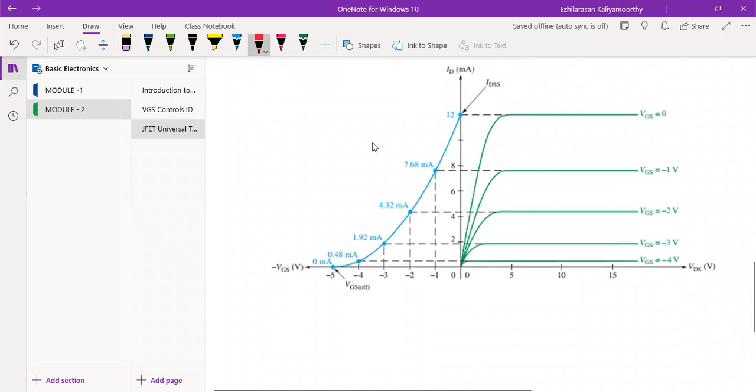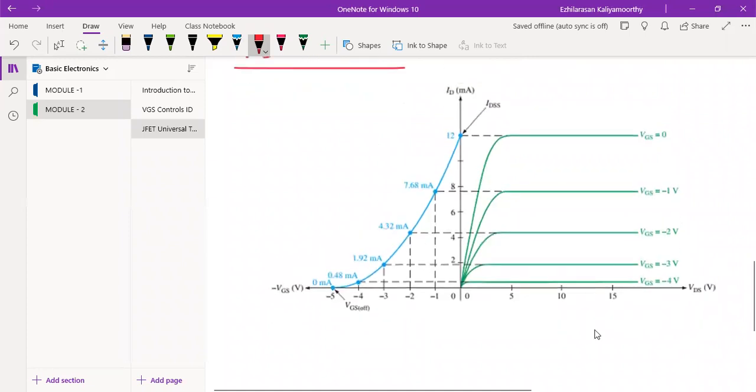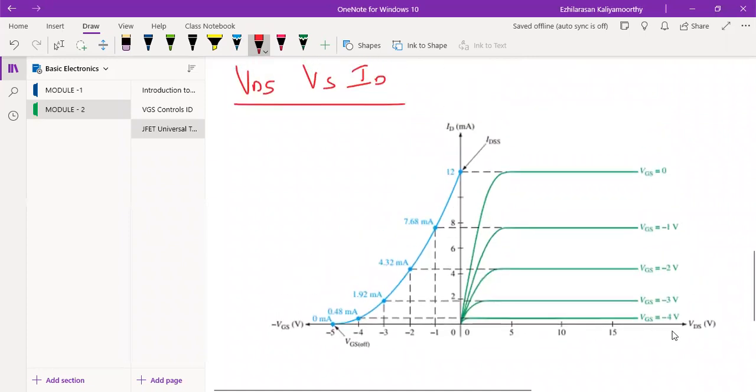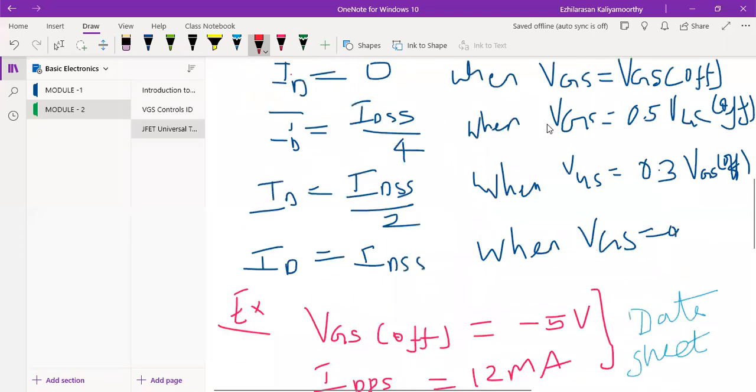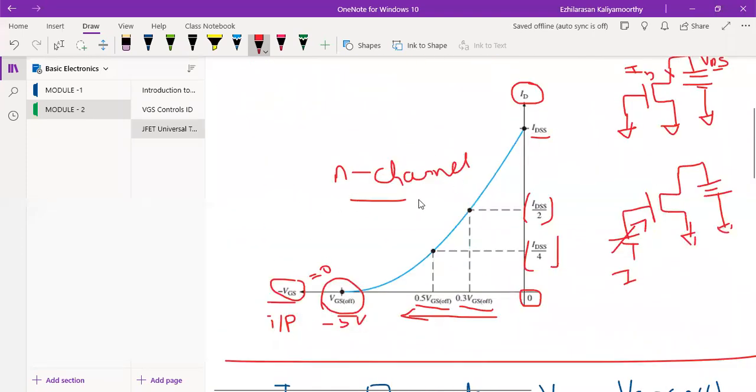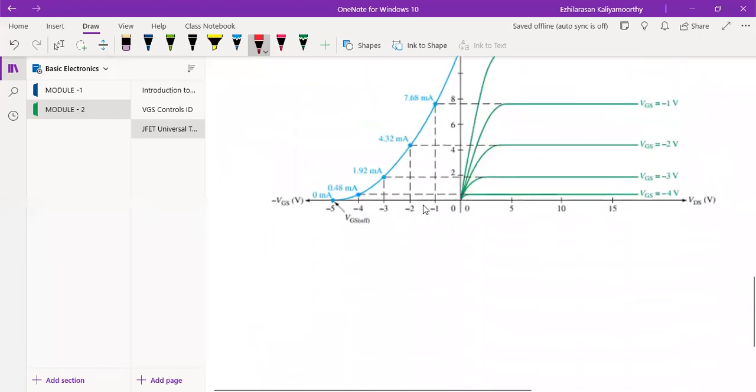Here we are keeping VDS constant, while VGS is changing. In that sense, your input voltage is changing. Previously, what I said was to keep on increasing the input voltage. So what will be the ID current? That is what we showed in this graph, right? And now here I'm showing it in this way.